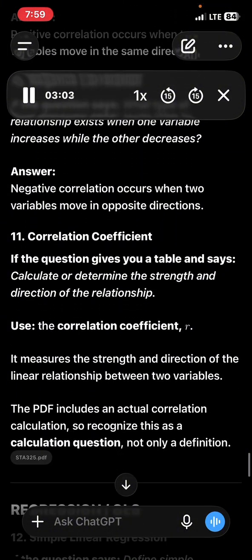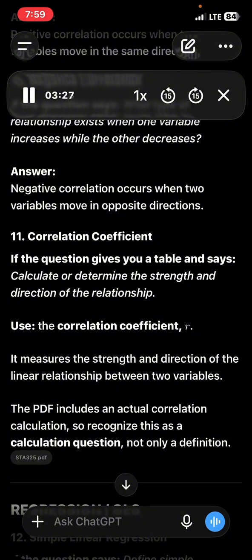11. Correlation coefficient. If the question gives you a table and says, calculate or determine the strength and direction of the relationship, use the correlation coefficient, r. It measures the strength and direction of the linear relationship between two variables. The PDF includes an actual correlation calculation, so recognize this as a calculation question, not only a definition.